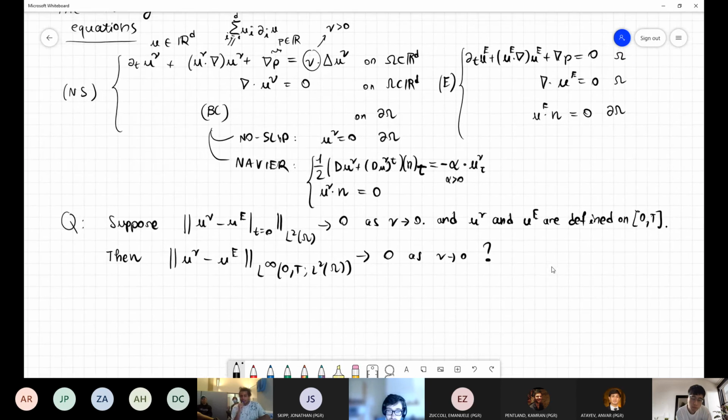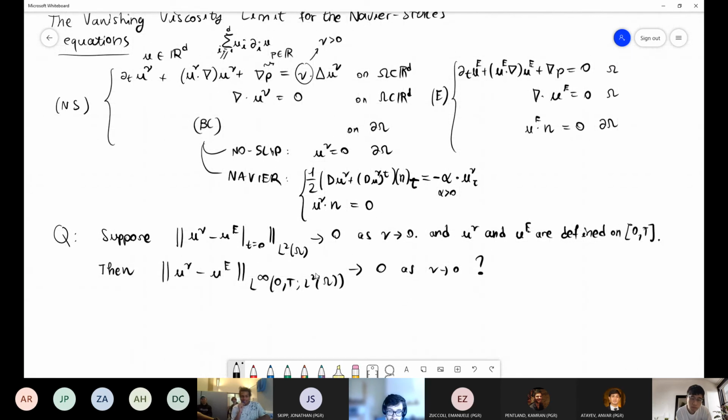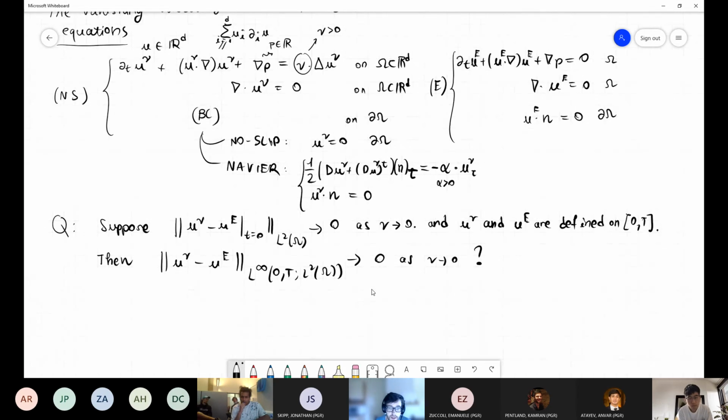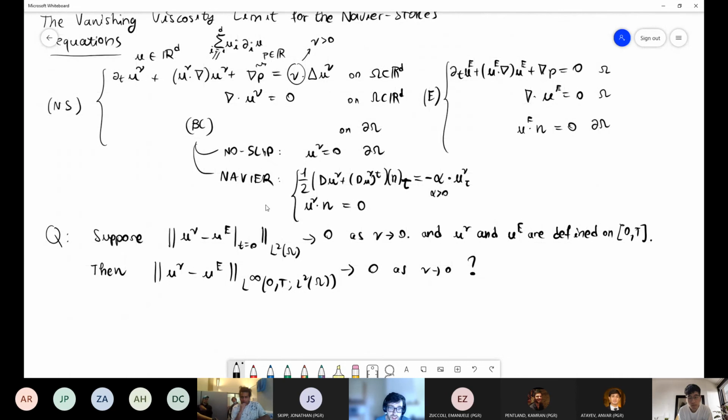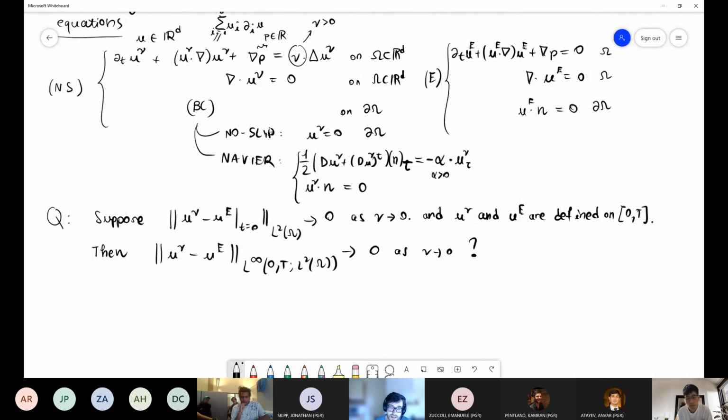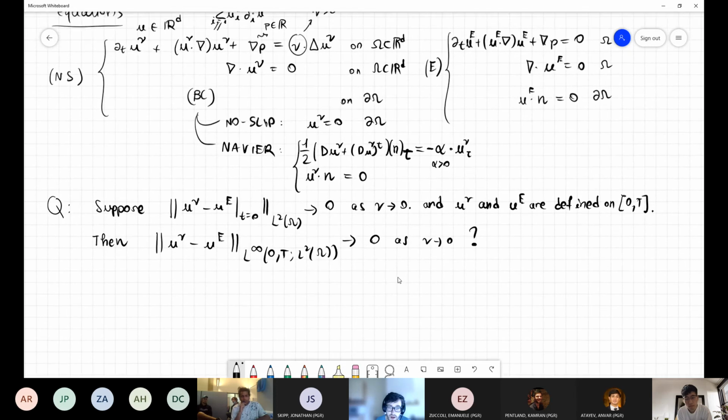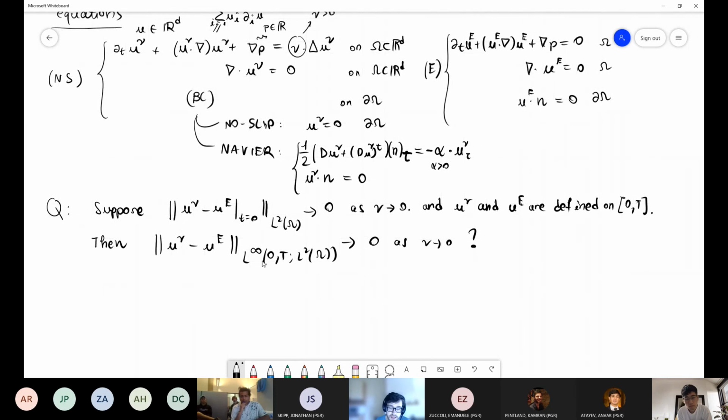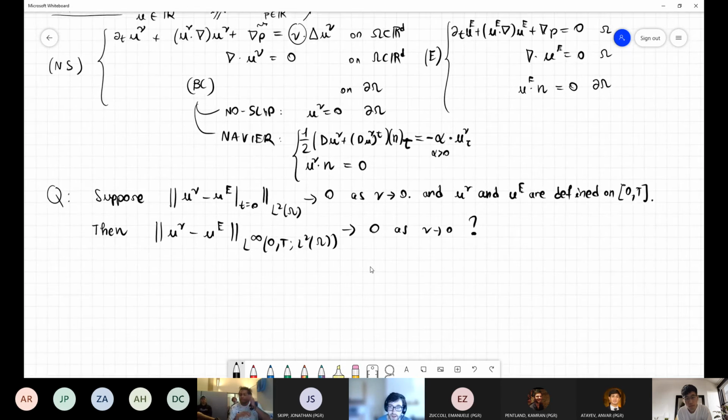We're trying to understand whether this holds or not. Intuitively this could make sense, because the Euler equation is obtained by plugging nu equals 0 in the Navier-Stokes equations. But of course, there's the problem that the boundary conditions are different. So this is the main problem, which could make this statement become false.